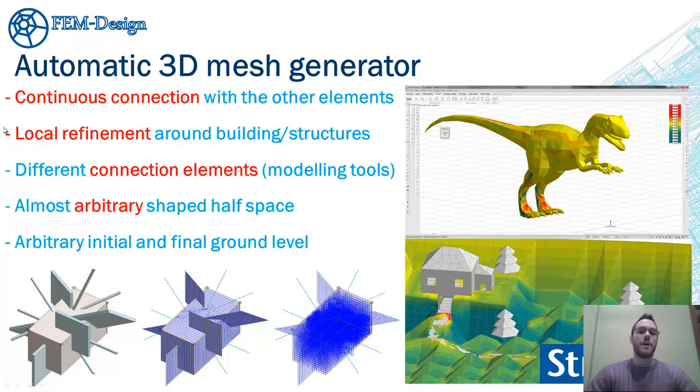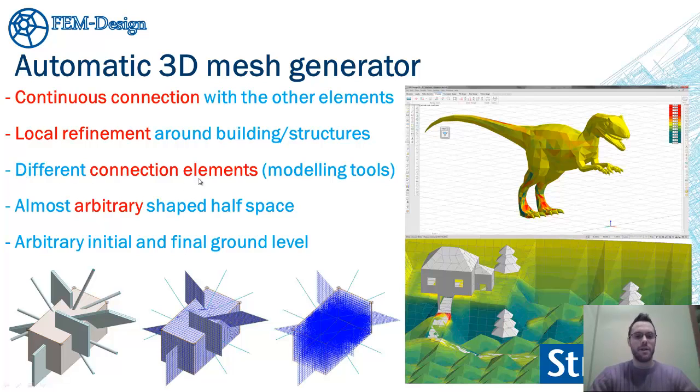And also, if we have a structure in the soil and we would like to analyze the settlements in an accurate way, we need to apply, for example, a local refinement around the structure, because the soil block very close to the structure has more effect on the final settlement than a further part of the soil block. So there is an option to have a local refinement around the building or on the structure in the program.